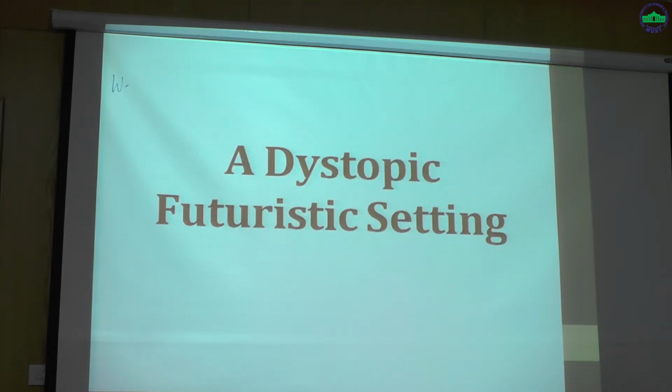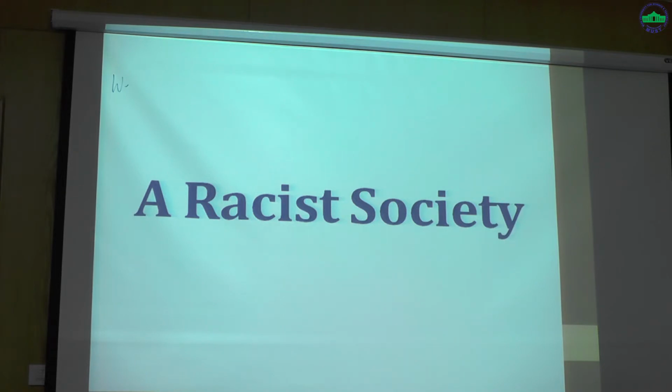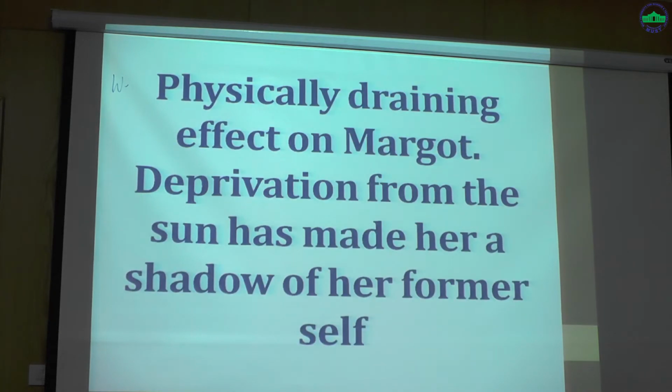So, the rainy planet Venus is a futuristic setting and a dystopia. Dystopia is the opposite of utopia. It is not the ideal city. Why? Lack of physical and mental health. Lack of natural, normal life. It's a racist society that doesn't accept tolerance or difference. What else? Physically draining effect on Margot. She is pale like a ghost.